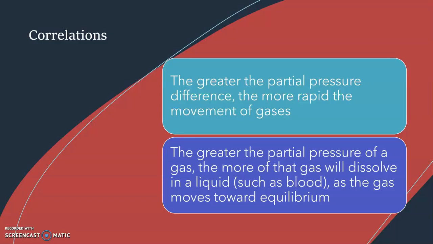The greater the partial pressure difference, the more rapid the movement of gases. The greater the partial pressure of a gas, the more of that gas will dissolve in a liquid, such as blood, as the gas moves towards equilibrium.